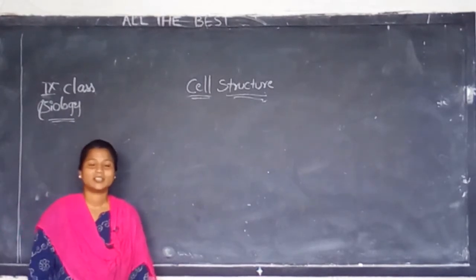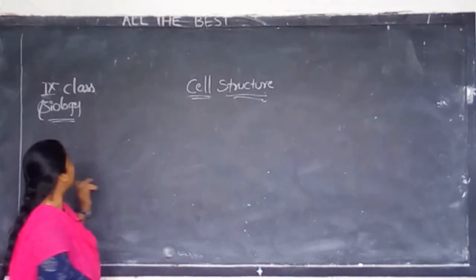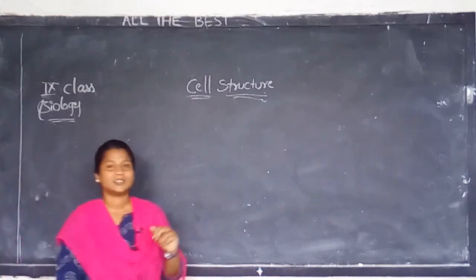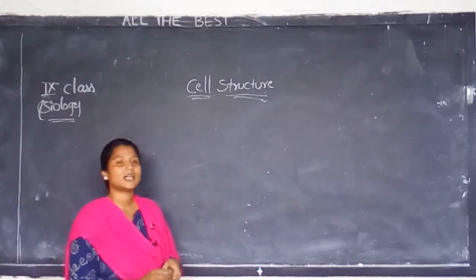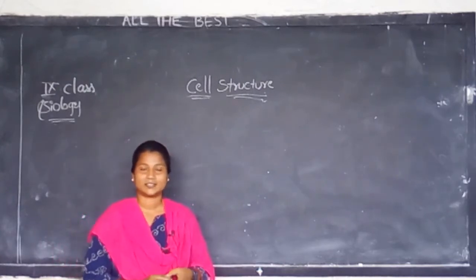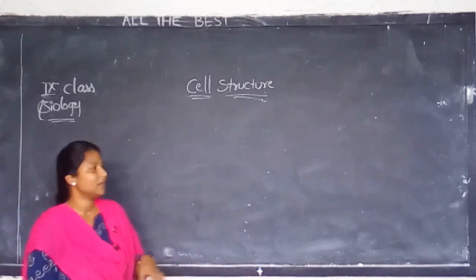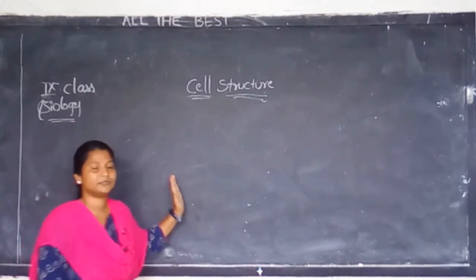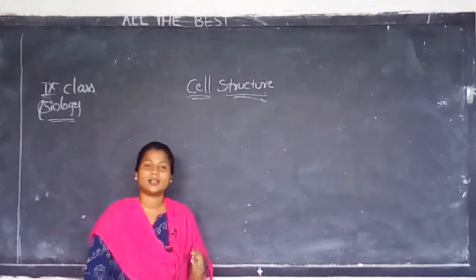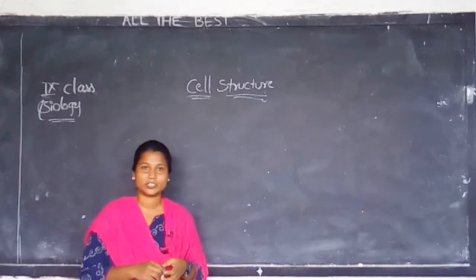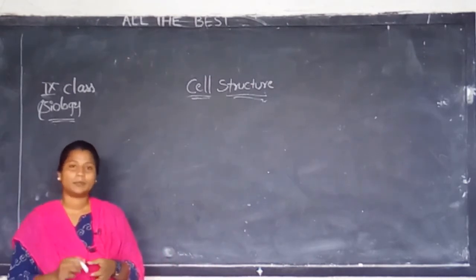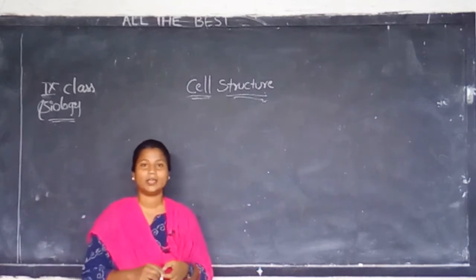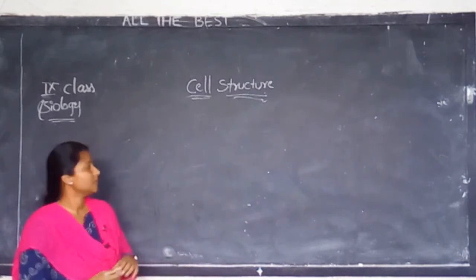Good morning students. Today we are going to learn 9th class biological science. The topic is cell structure. From lower classes we are learning about cells, right? In this class we are going to learn different types of cells, all cell organelles and their functions, prokaryotic cells, eukaryotic cells, and plant and animal cells. Okay? Now coming back to the class.